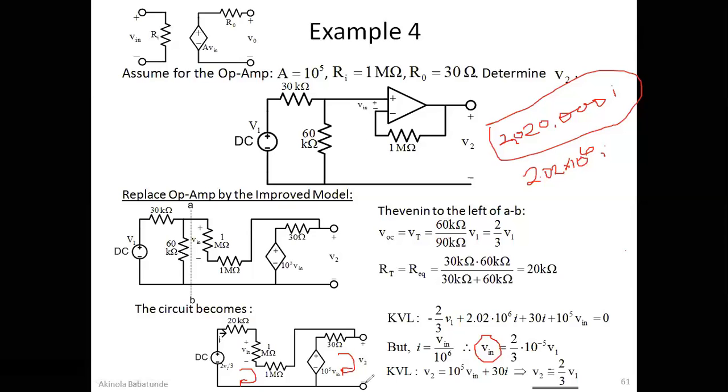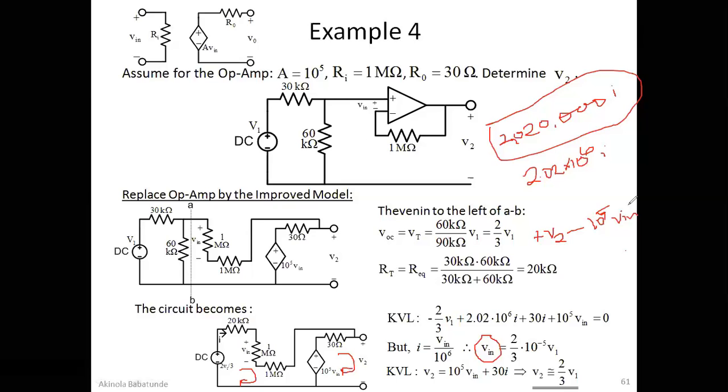So if you do that, you have plus V2. If you check that out properly, you have plus V2, because you are traversing from negative to positive. You have minus 10 raised to power 5 V in. This is what you're going to have. Then you're going this way, so this will become minus. There is going to be a minus there.